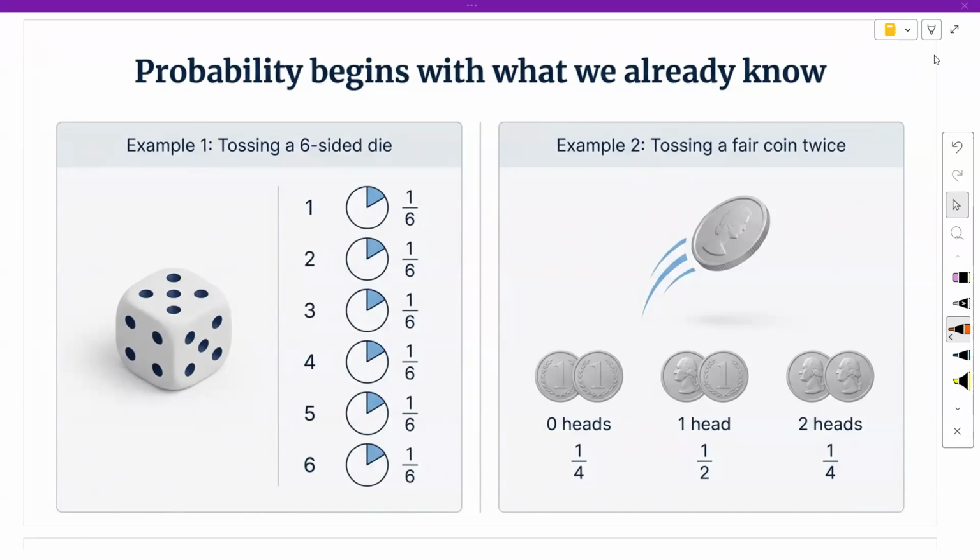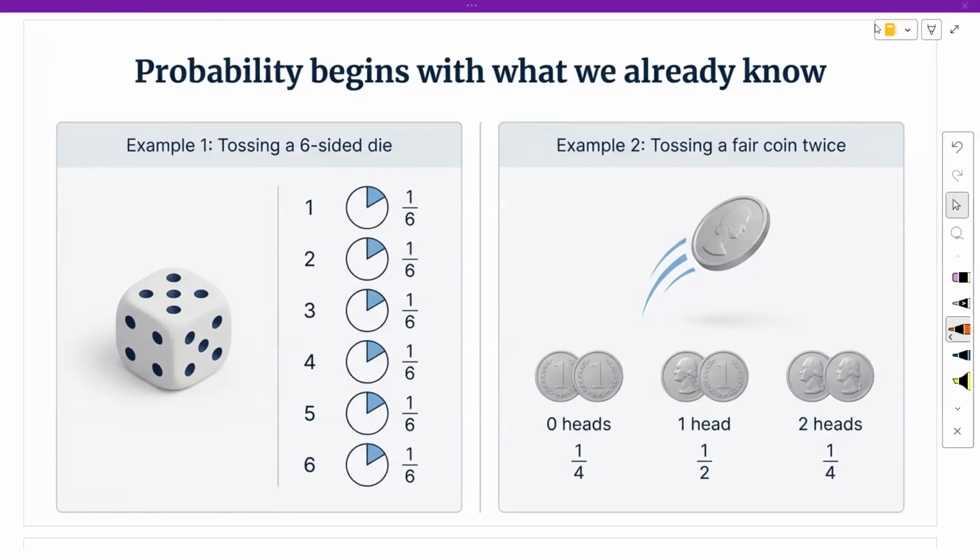We move to the next step in the probability distribution. Probability begins with what we already know, right? When we toss a coin, we know the probability of obtaining a head. Before we toss the coin, we already know there is a 50% chance. When we throw a 6-faced die, we know that each score has a probability of 1/6. Probability begins with what we already know.